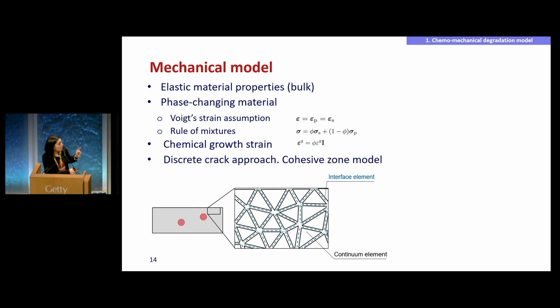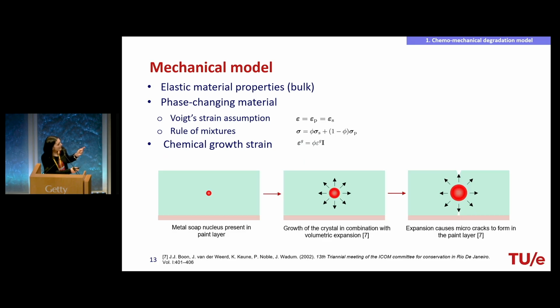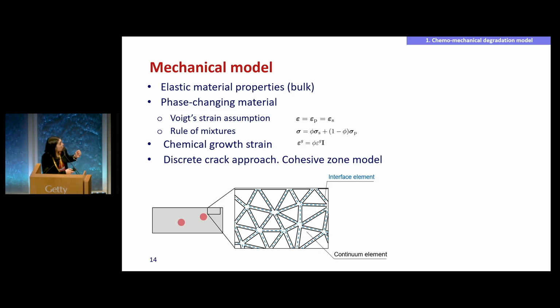Finally, as I mentioned before, the expansion may cause microcracks to be present in the system. So we need to describe this cracking phenomenon. And what we do is use the so-called discrete crack approach with the cohesive zone model.